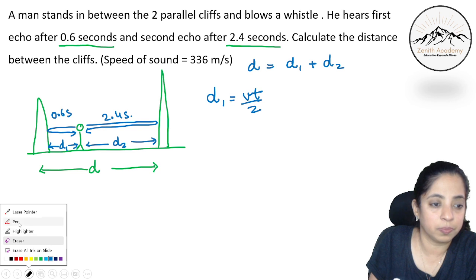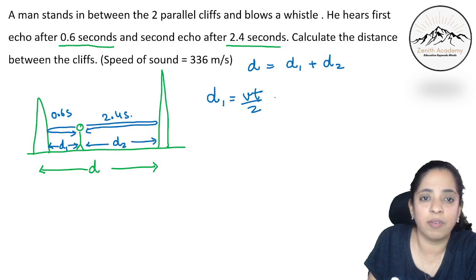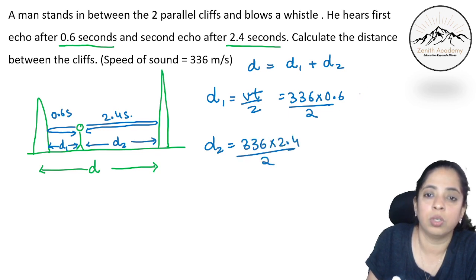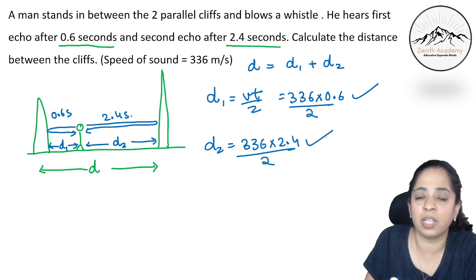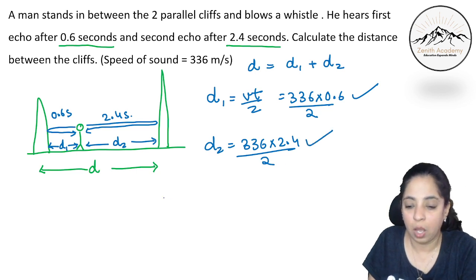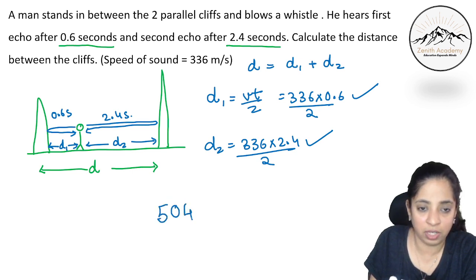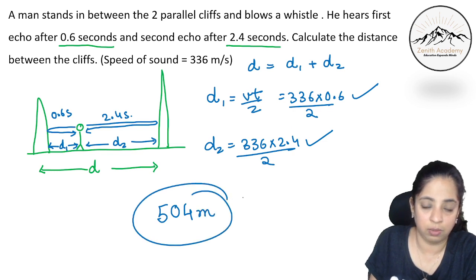So for D1, the velocity is 336 and time is 0.6 upon 2. For D2, the velocity is 336 and time is 2.4 upon 2. You find the value of this, find the value of this and add them. Pause the video. I am going to give you the correct answer. Yes, the correct answer is 504 meters total.